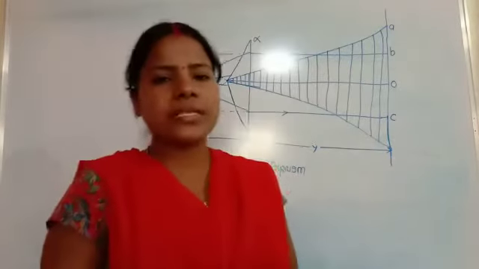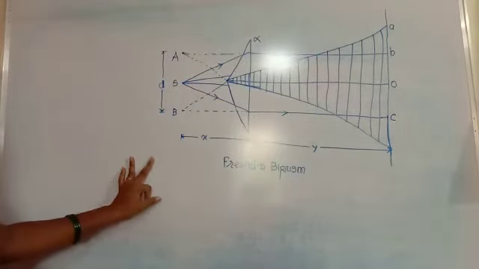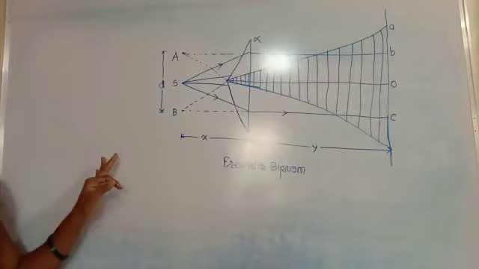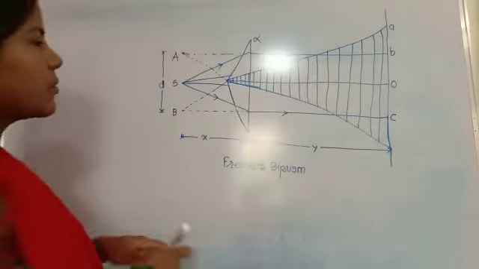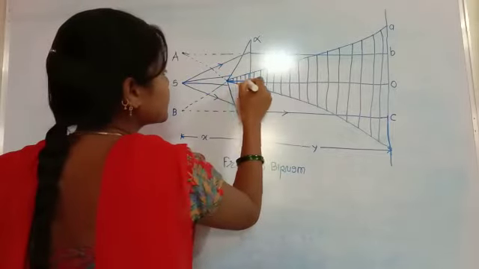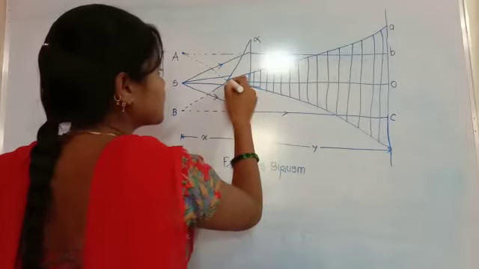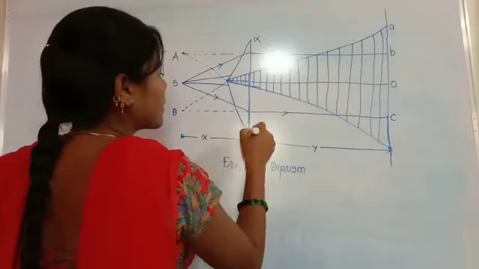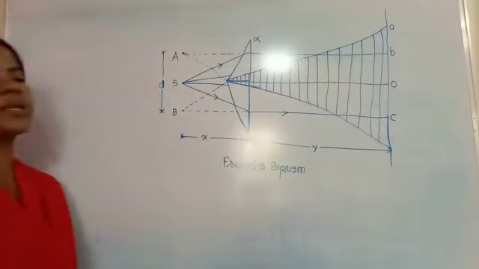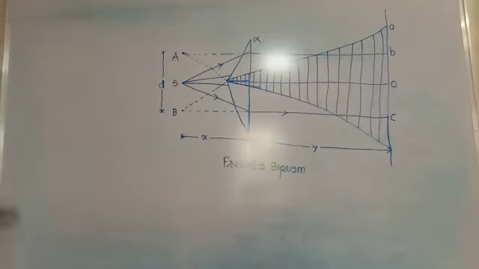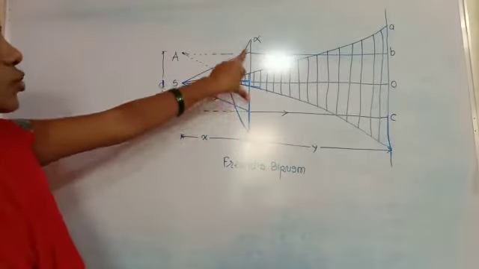So, what is the Fresnel biprism? This is the diagram for the starting arrangement of the Fresnel biprism. It is made up of two acute angle prisms. This is the first prism, and the upper half portion is the second prism, with their bases in contact. This is the contact base of the two prisms.